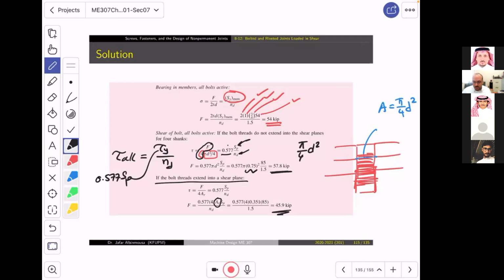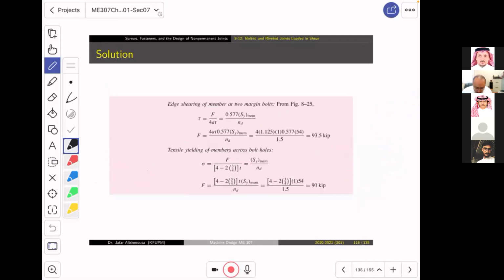That's a lot of difference, just by considering the root area. That's why it is very dangerous. You need to think about the root area. Now, the last parts, two parts ya shabab, is this, the edge shearing. Look, it is tau, which is equal to F over 4 AT. F over 4, because we will think about the division of the forces over 4. And then we have AT.